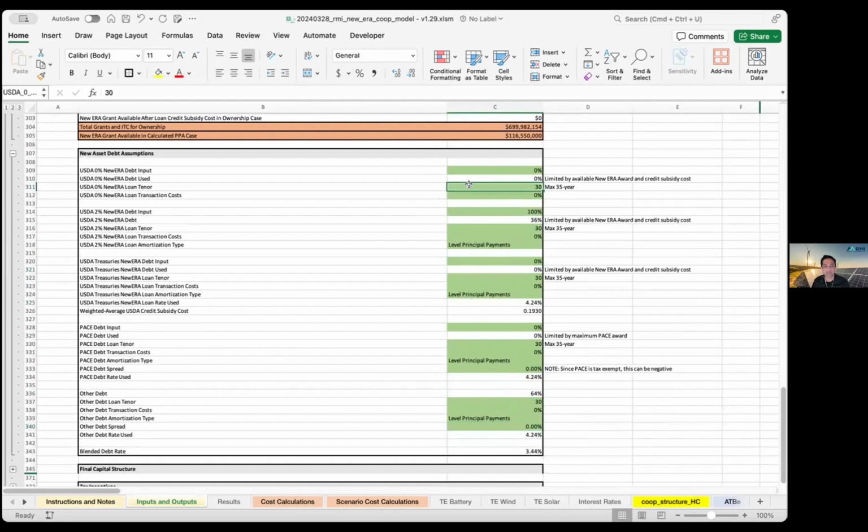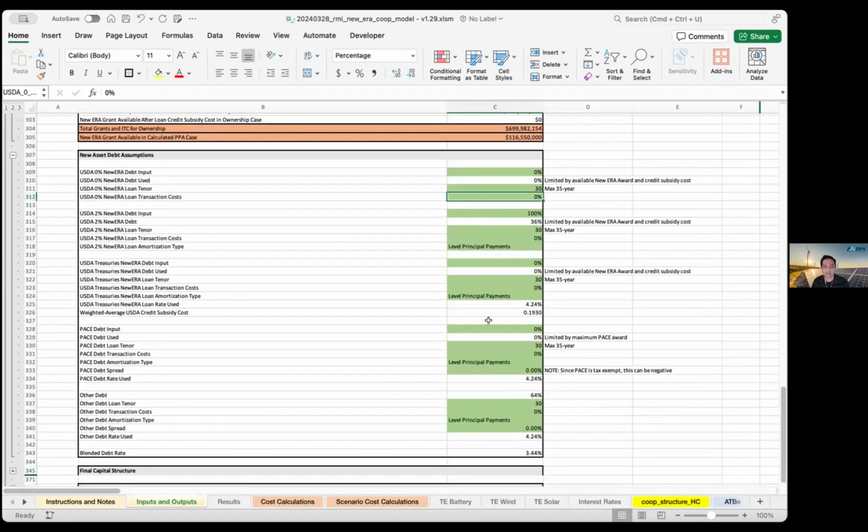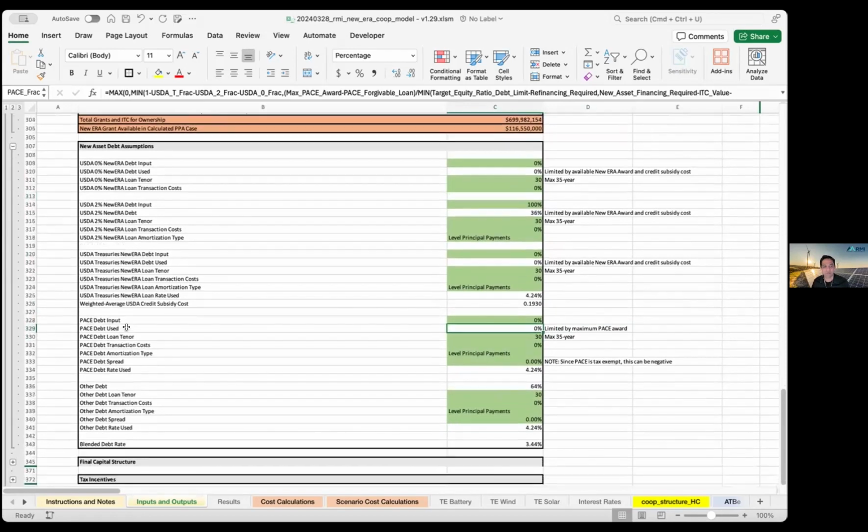Now, for each type of debt, I can put in the tenor of the debt, and I can put in the loan-specific transaction costs as a percentage of my overall costs for that particular loan, an upfront fee in this case. Now, the assumption that we make here is that you can also potentially incorporate PACE debt. So if you are given an award for PACE for some portion of this portfolio, you can also include here the portion. And again, there is a limitation here that takes into account the maximum limitation on PACE award, but you can put in the characteristics of the portion of PACE debt here that is not forgivable, which is the portion that should be included here.